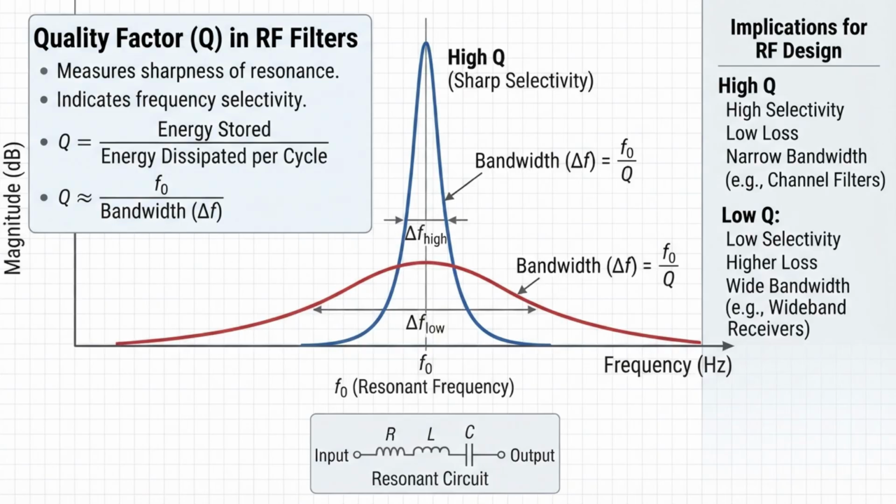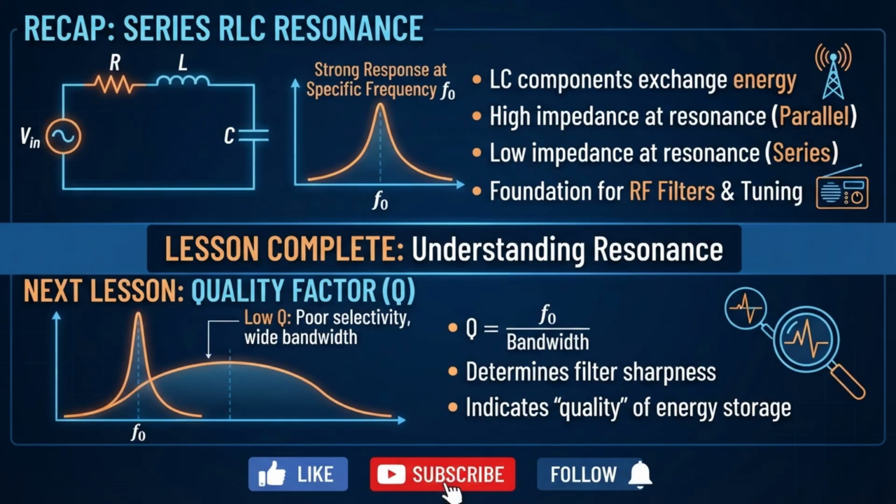In this lesson, we learned how resonant circuits use inductors and capacitors to respond strongly at one specific frequency. We also discovered why resonance is the foundation of many RF filters and tuning circuits. In the next lesson, we'll explore the quality factor Q and see how it determines the sharpness of a filter's frequency response.